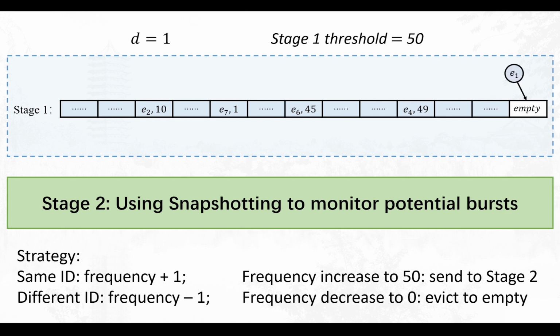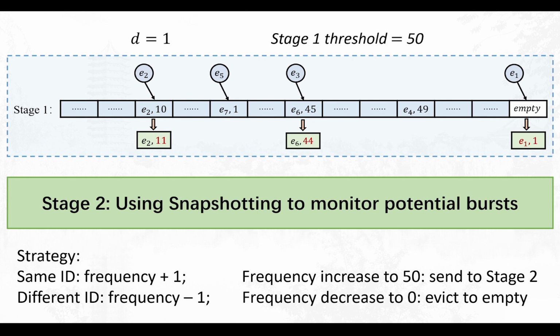If the hash bucket is empty, we insert the item in it and set the frequency as 1. If the incoming item's ID and the bucket's ID are the same, we increase the frequency by 1. If the item's ID is different from the bucket's ID, the incoming ID will try to evade the bucket's ID, so the bucket's frequency will be decreased by 1. And when our bucket's frequency is decreased to 0, like E7, the ID will be evaded, and the bucket will be cleaned to empty.